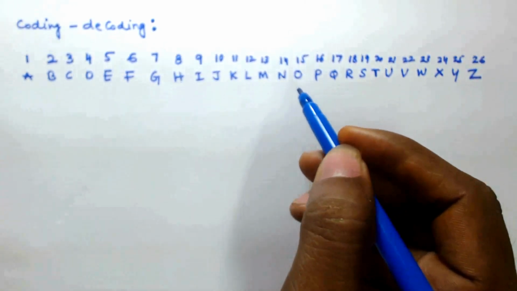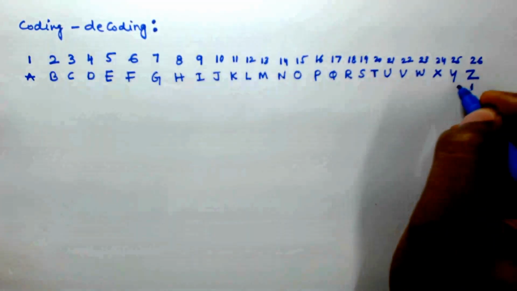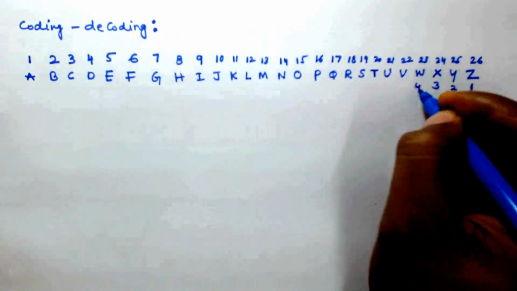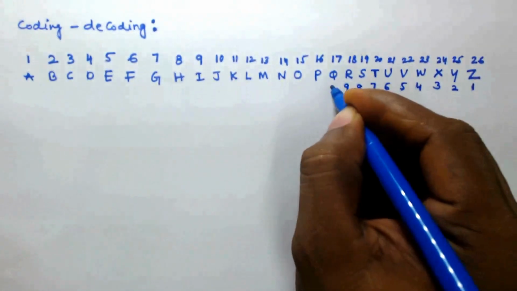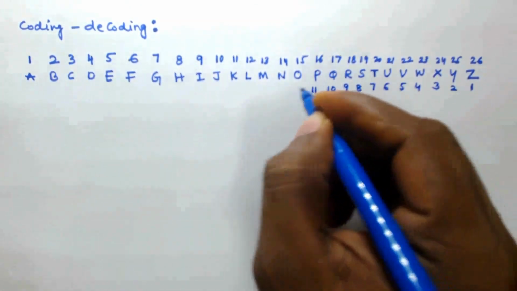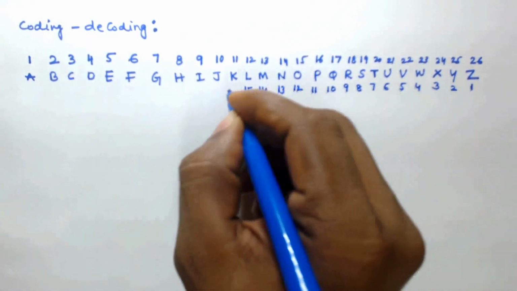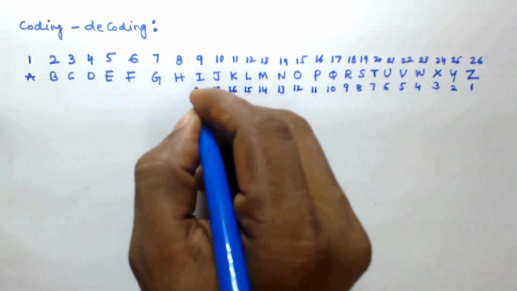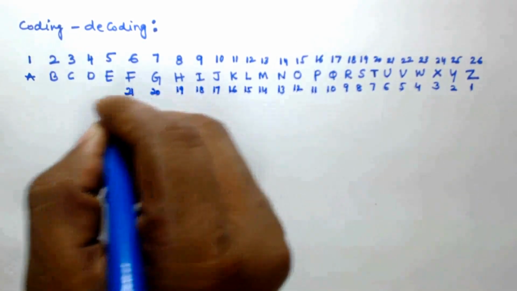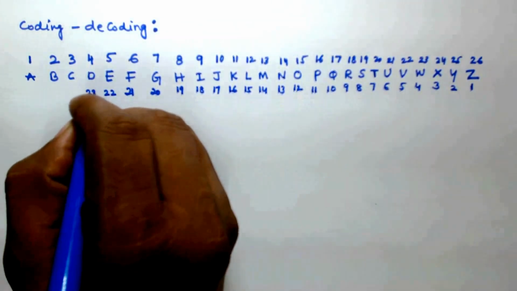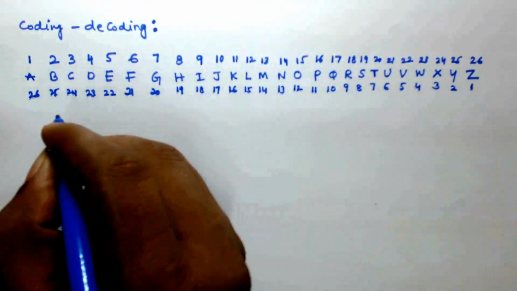And in some questions we need to remember the reverse alphabetical order also, right? So in that case Z is 1 and this is 2, this is 3, 4, 5, 6, 7, 8, 9, 10, 11, 12, 13, 14, 15, 16, 17, 18, 19, 20, 21, 22, 23, 24, 25, and 26.